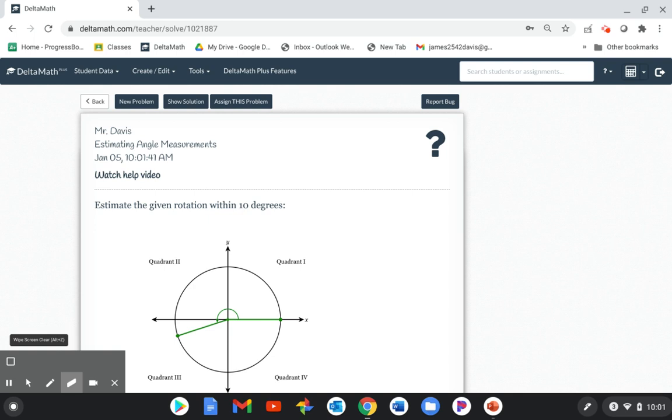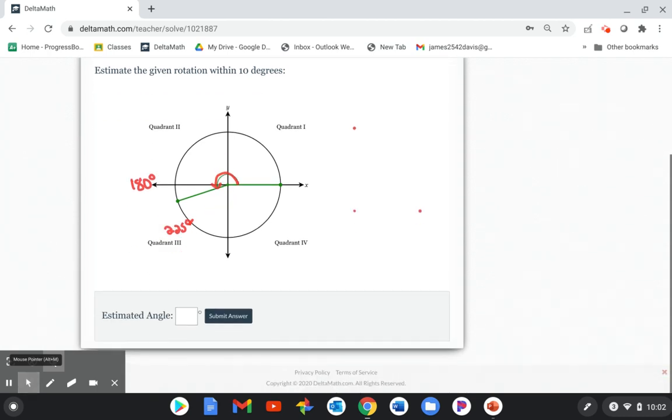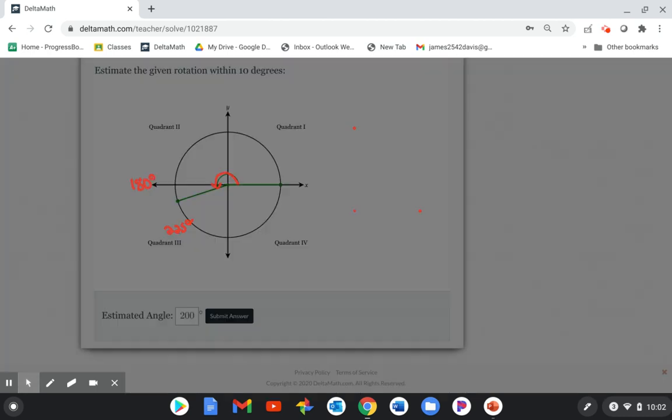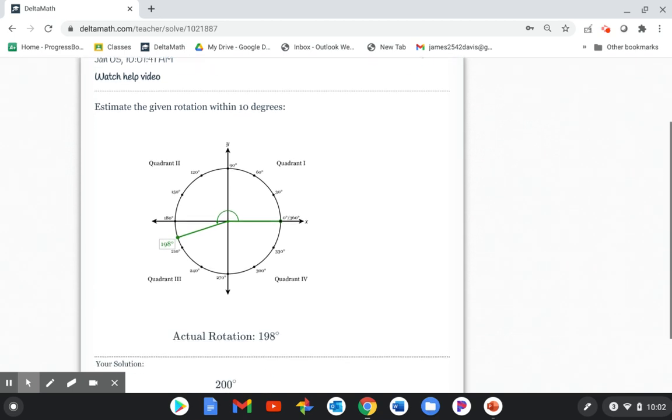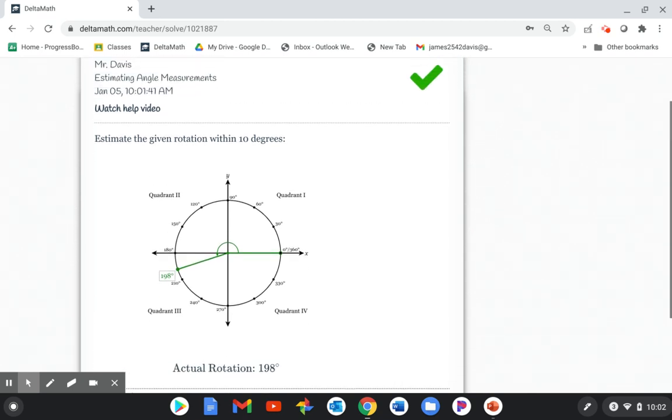Okay, the next one, we have to get it right within 10 degrees. Notice again it is positive because it's going around the circle this way. And this is 180 degrees. This here would be 225. So it's somewhere in between there and a little bit closer to 180. So I might say it's probably close to about 200. Yeah, just say 200 is probably fine. Probably not exactly it, but it should be close enough. Yeah, that's good. It's 198 degrees. So if you miss it, again, it's no big deal. You're just supposed to try to estimate where it is.